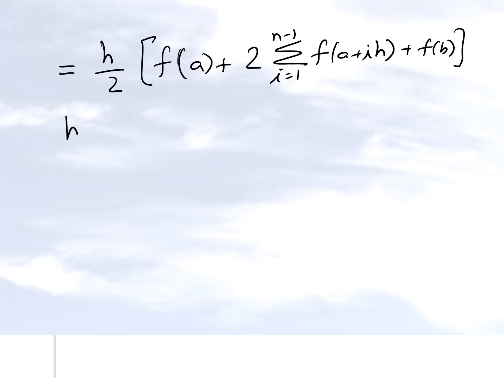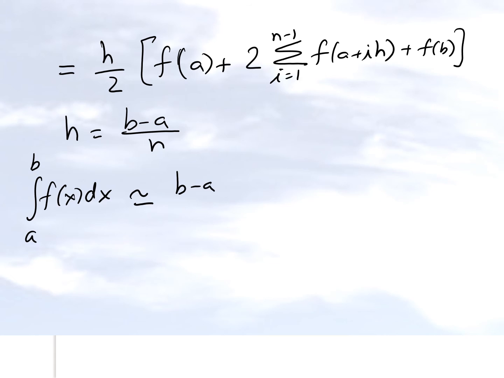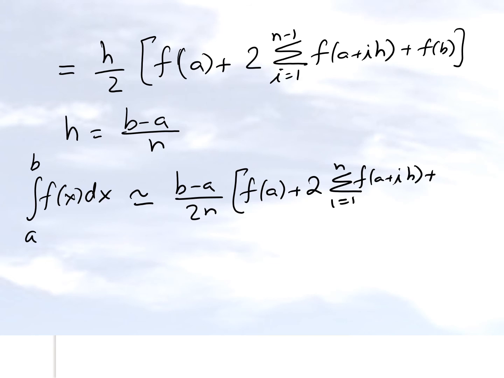We can also substitute b minus a divided by n back in there for h, and so the integral from a to b of f of x dx in the composite trapezoidal rule is approximately equal to b minus a divided by 2n times the value of the function at a plus this summation plus the value of the function at b.